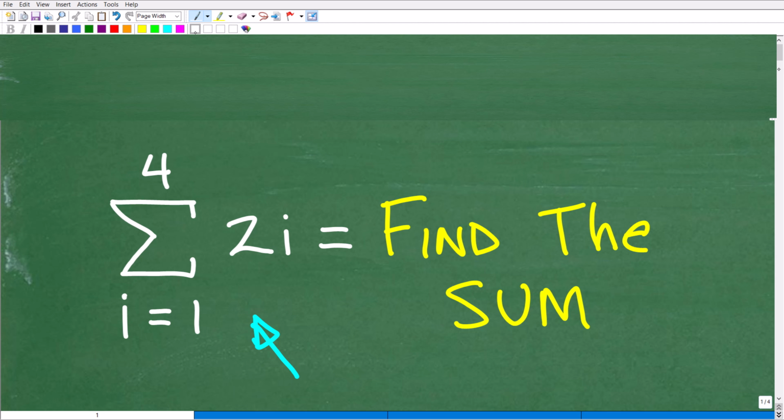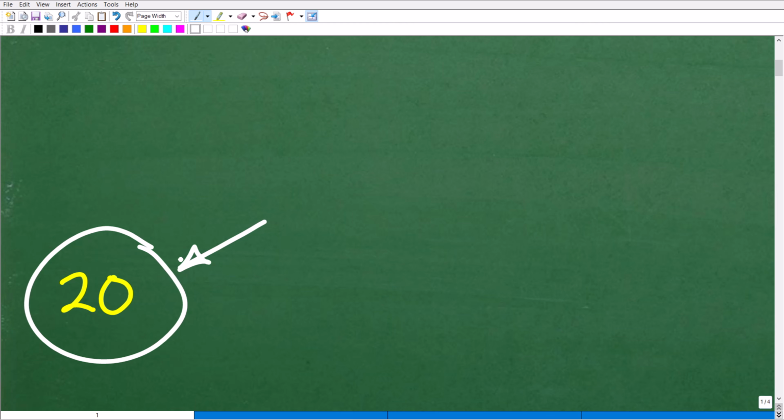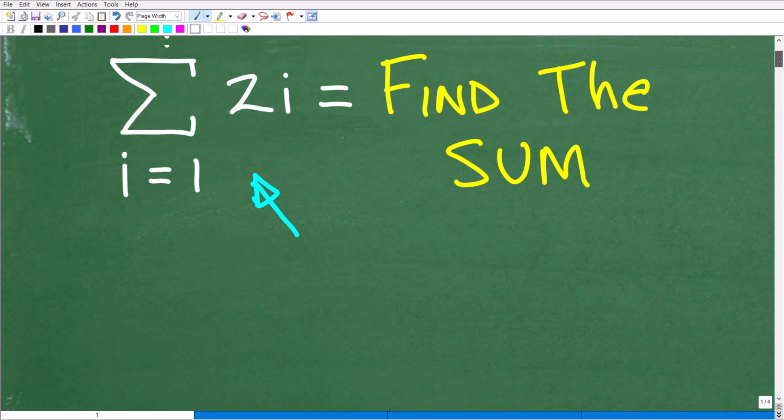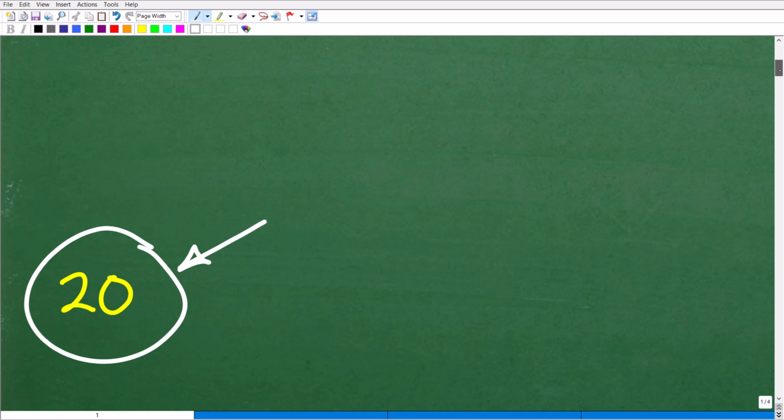So the answer is 20. Hopefully, you're not taken aback by this answer. Maybe you were expecting something more complicated, but all of this right here turns out to be equal to 20. Now, how do we get there? Of course, I'm going to explain that in 1 second. But if you got this right, that is fantastic.